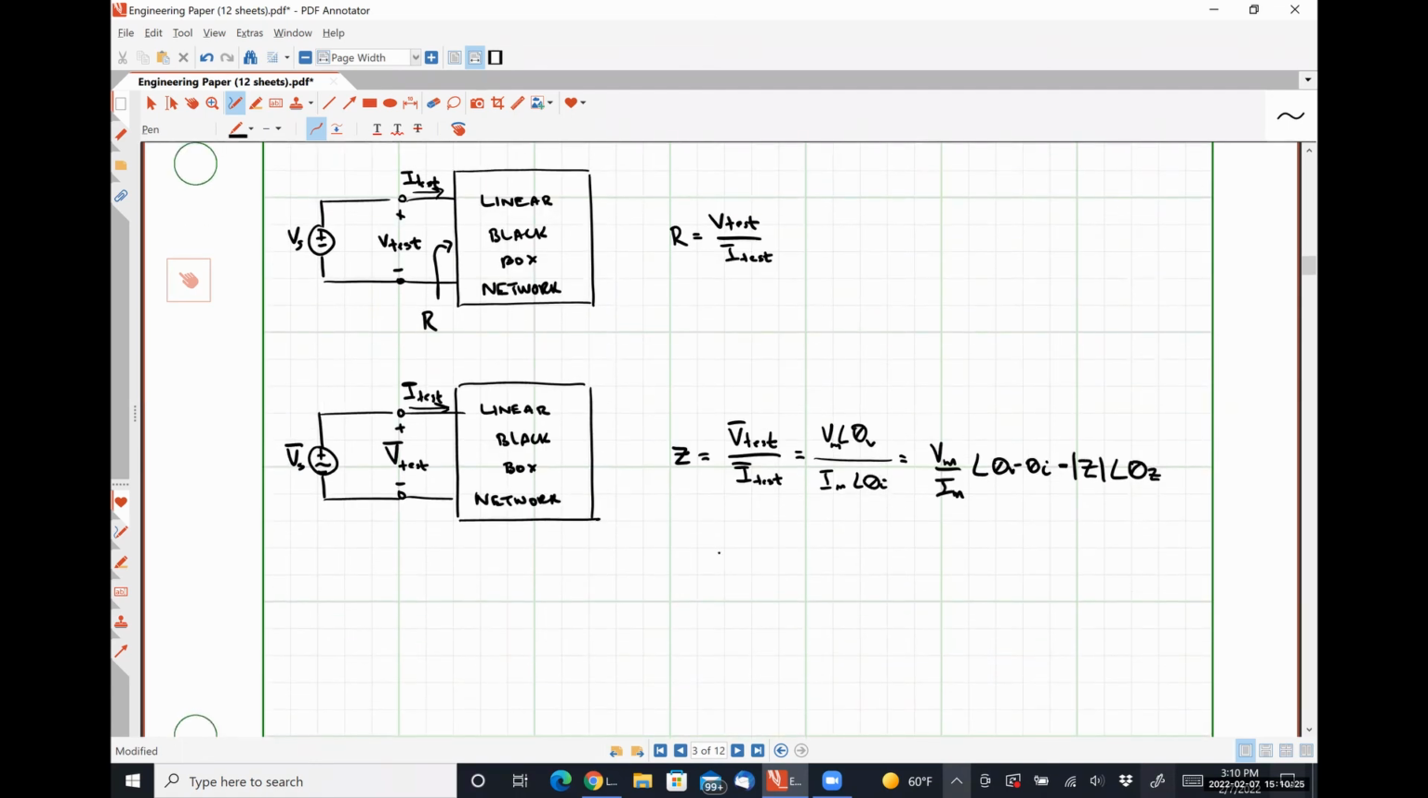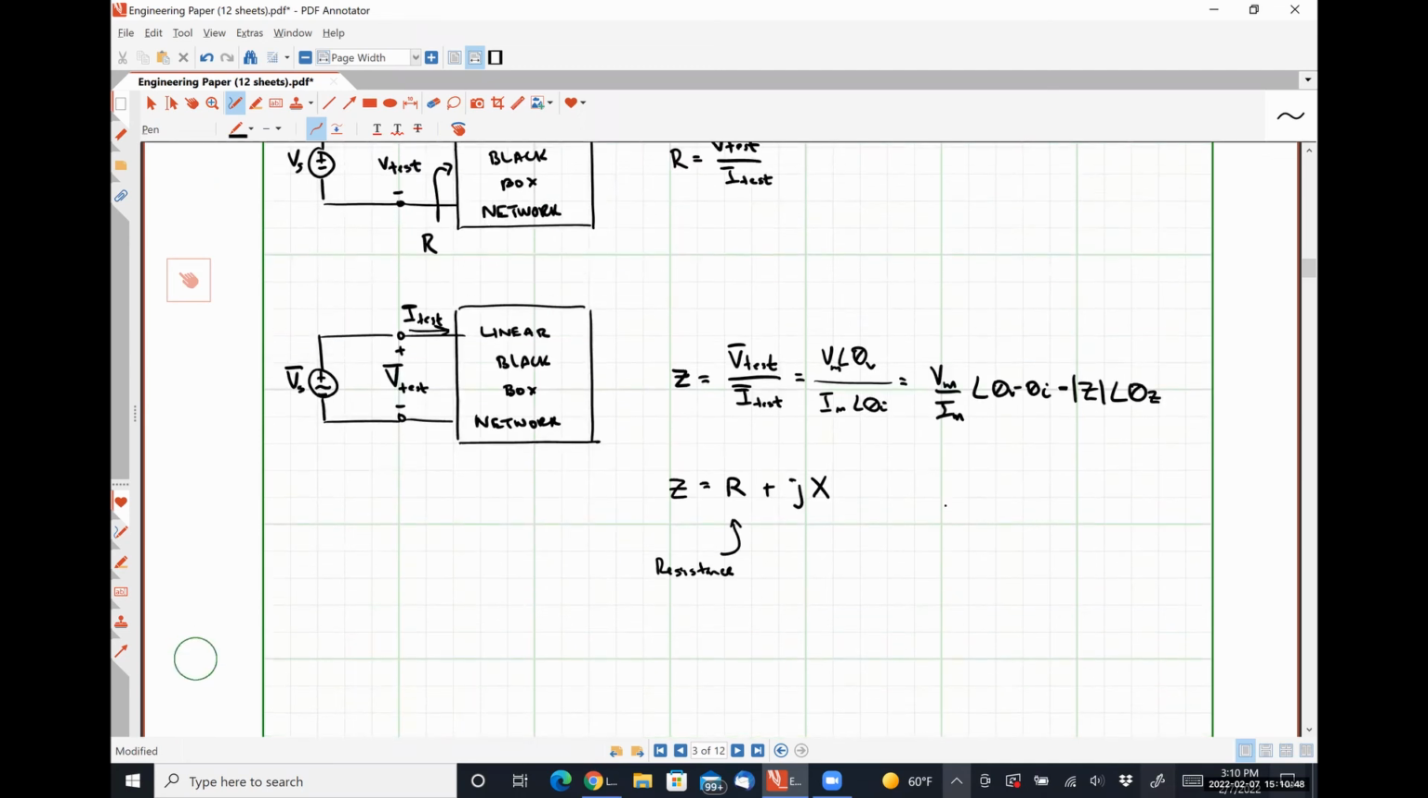Our rectangular form representation is given by R plus jX, where R, the resistance, is the real part of Z, and X, the reactance, is the imaginary part of Z.